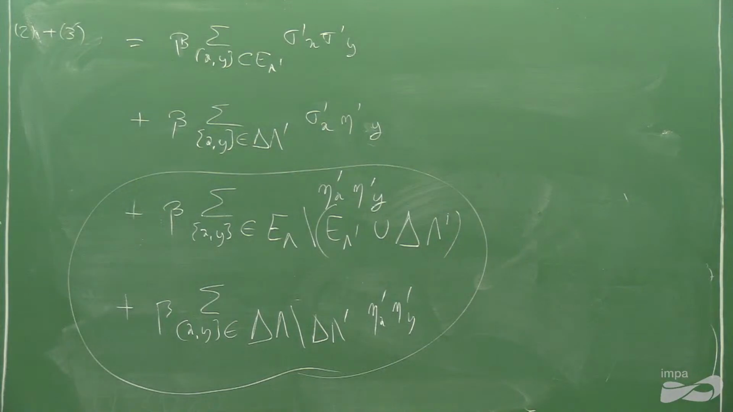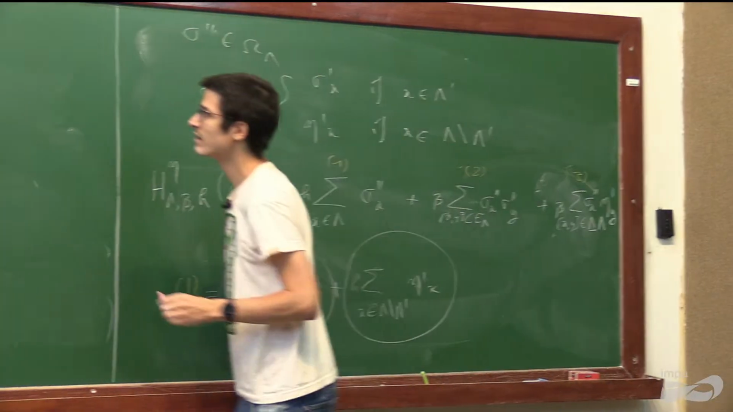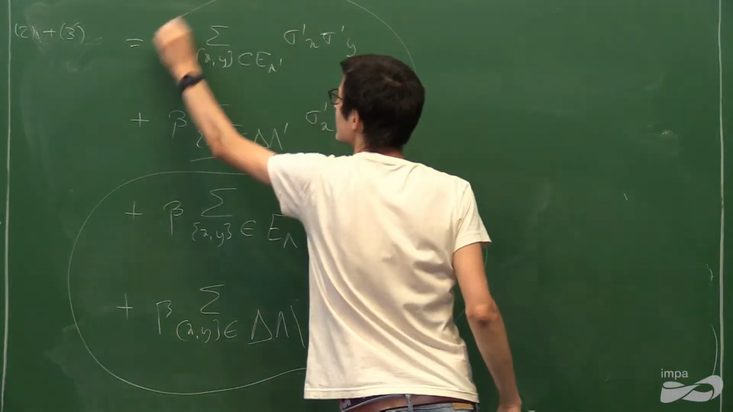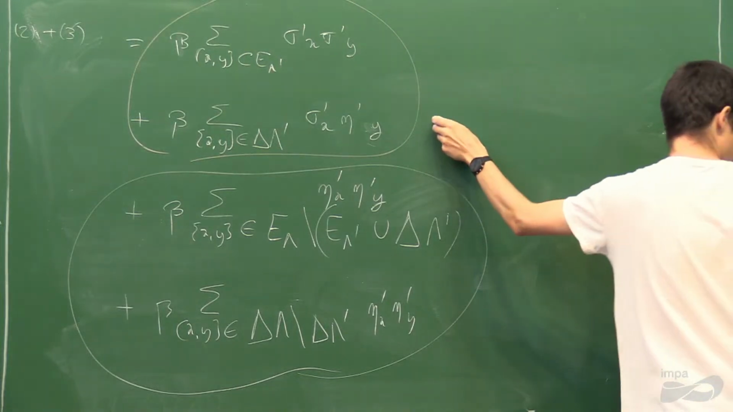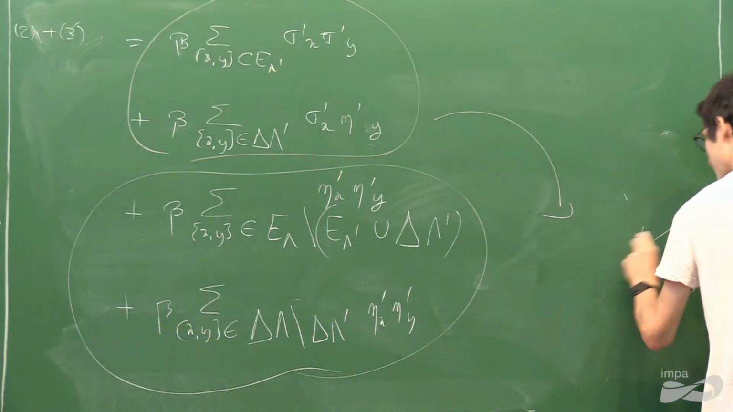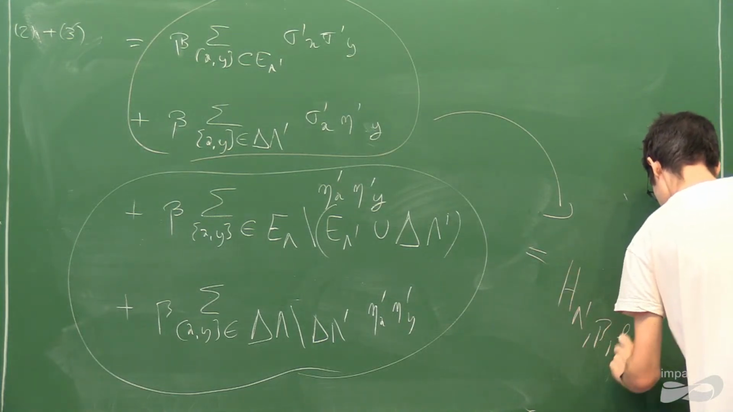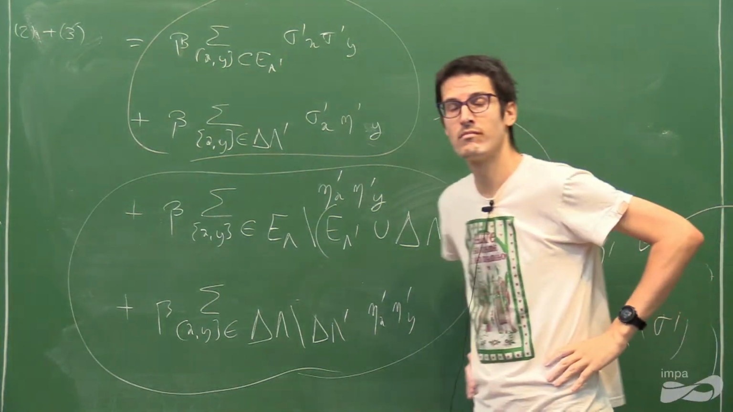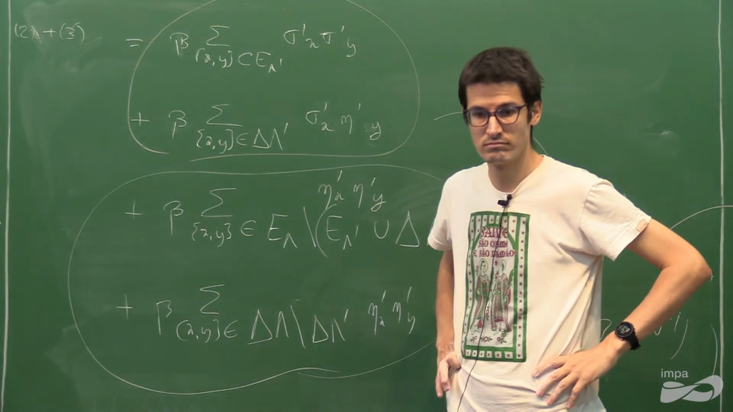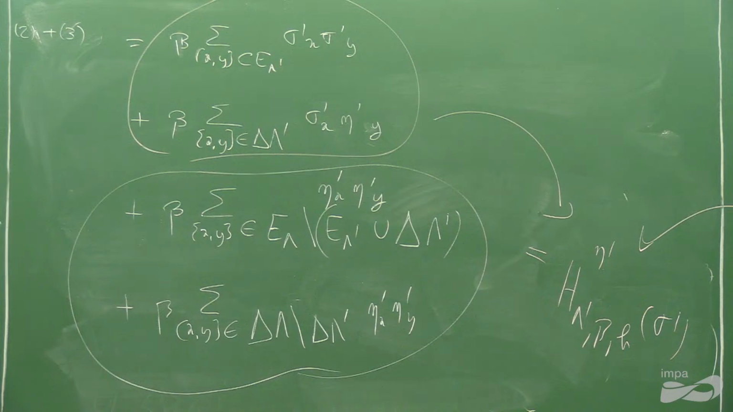These are things that do not depend on sigma prime, and this plus this is equal to h lambda prime beta h eta prime of sigma prime, which is what we wanted to prove. Okay, so now I'm ready to conclude.